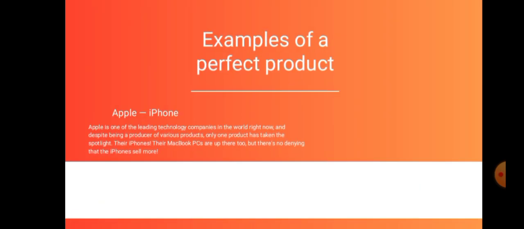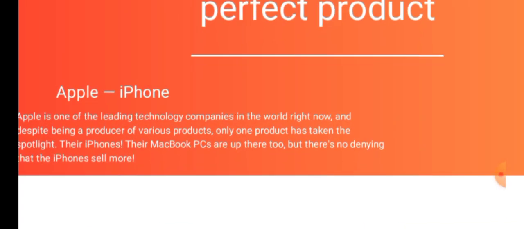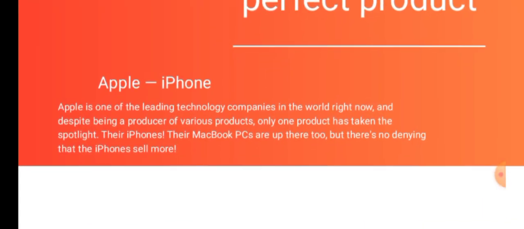Now let us look at the examples of a perfect product. I'm going to be talking about two examples. The first one is Apple, and Apple is a company, but I'm looking at their product, which is the iPhone. They have other products. To the best of my knowledge, they have the MacBook, the iWatch, and the iPhone. But I'm going to be talking about the iPhone because I believe it is the product that sells more. Now this is one of the most valuable companies in the world, and to be honest, Apple has been existing since as far back as 2005.